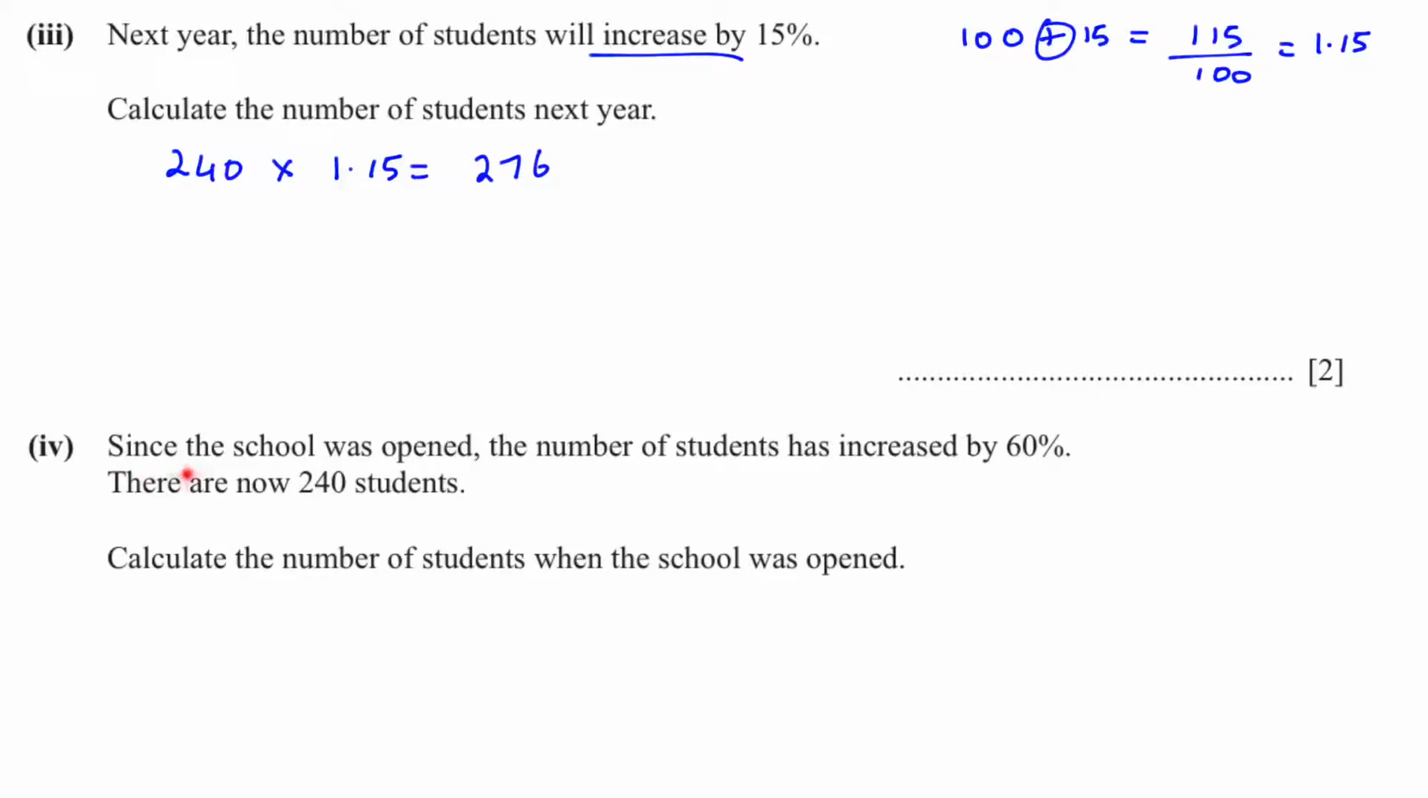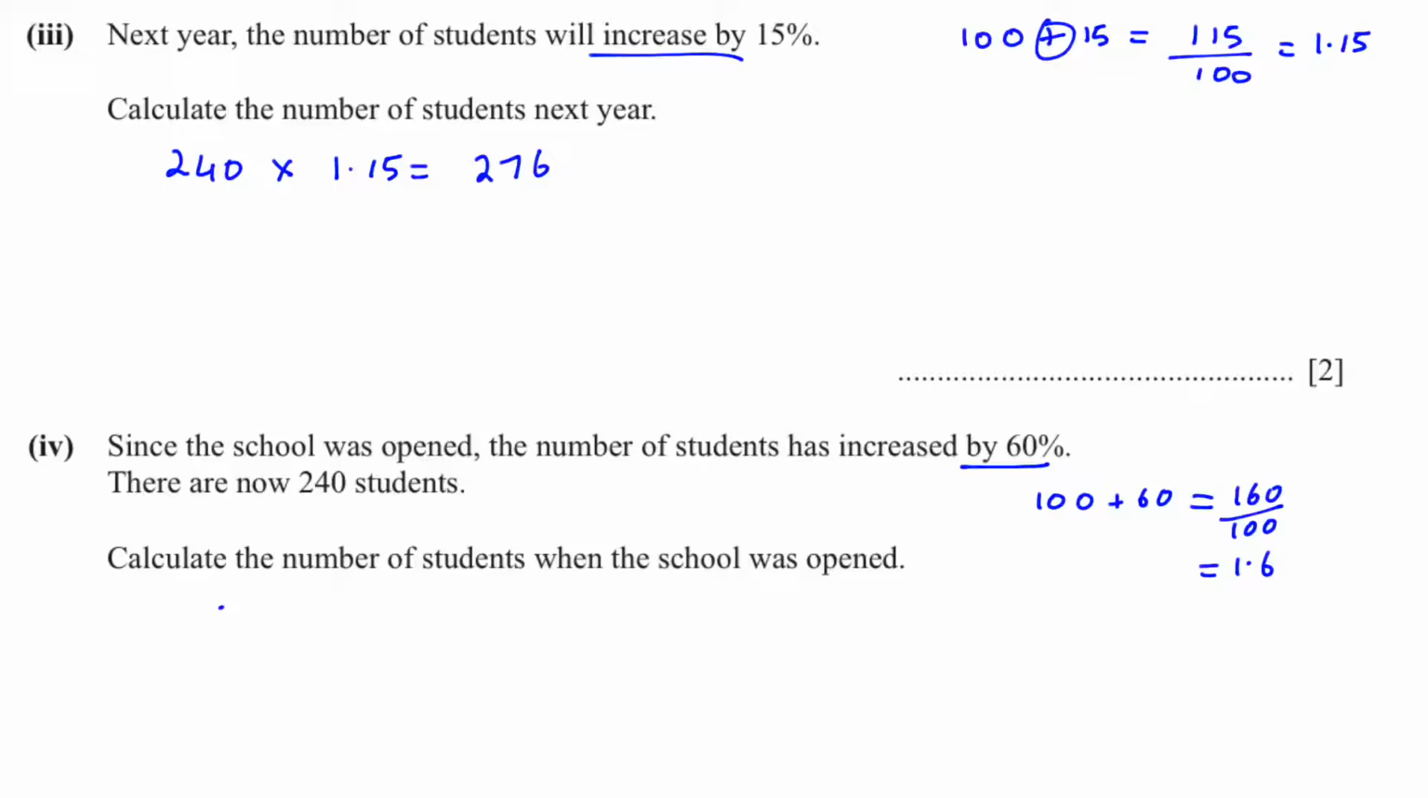Next question. Since the school was open, the number of students have increased by 60%. There are now 240 students. Calculate the number of students when the school was opened. So this is a reverse percentage question. It was increased by 60%. The same we'll do what we did before. 100 plus 60 is 160 divided by 100. We'll get 1.6.